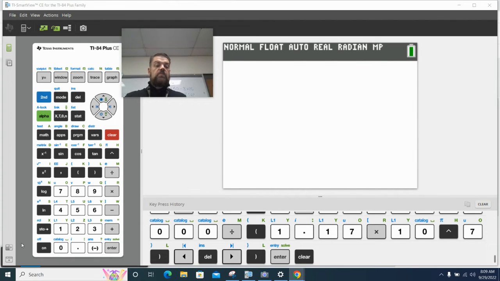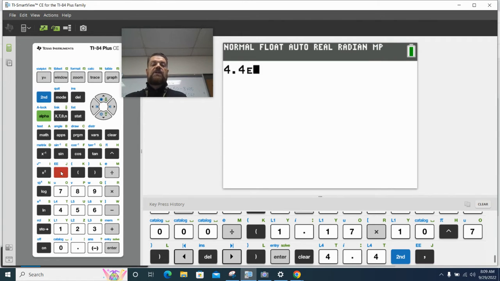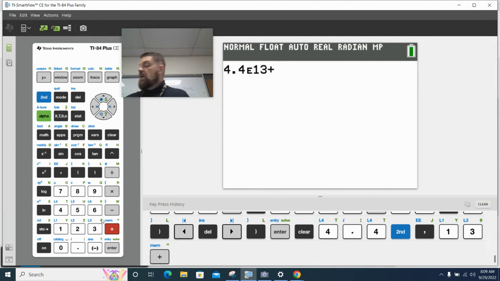So I've got 4.4. And then the E button, see the double E right here above the comma? So here's 7, here's the double E. So hit second comma. And that is 10 raised to the power of 13. It's just one extra or one less step. And then our next number is going to be 3.02.